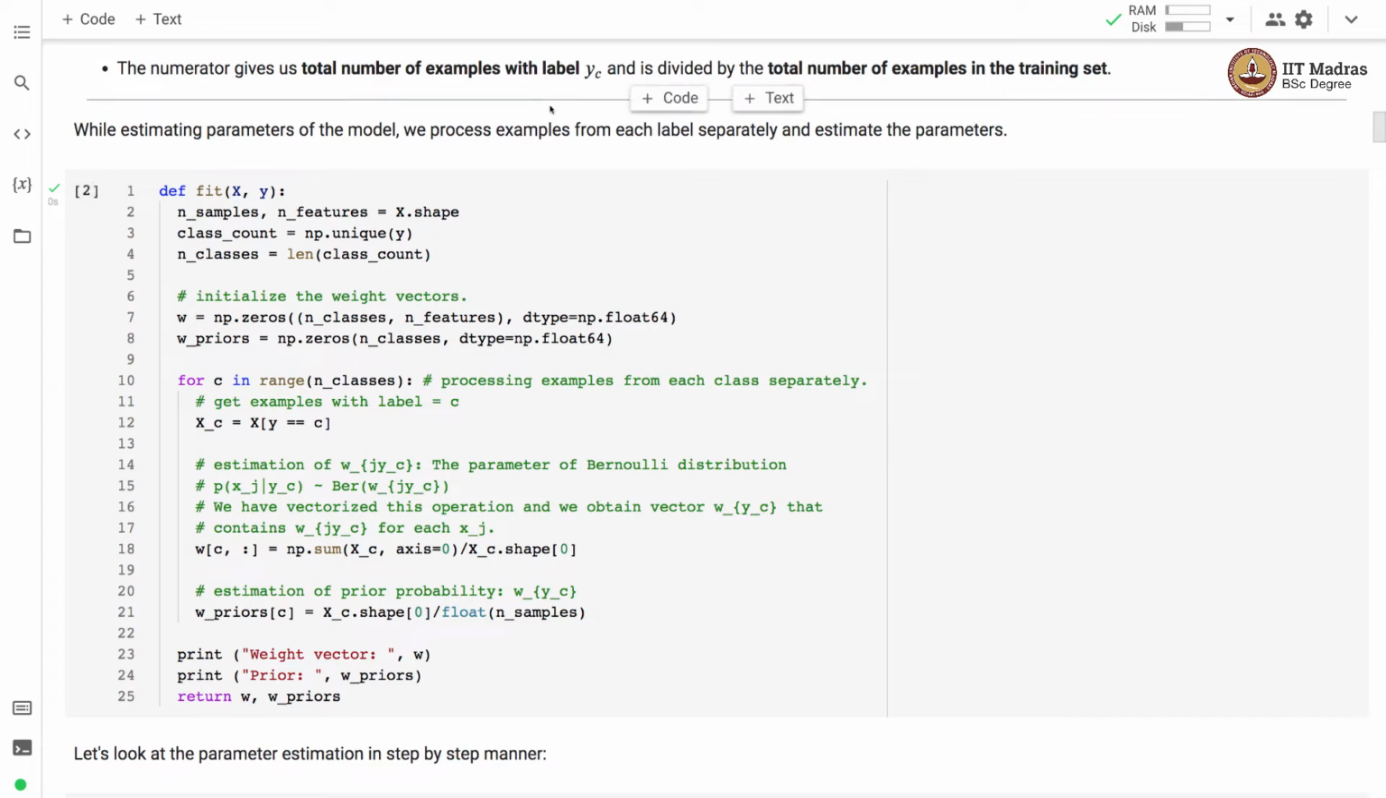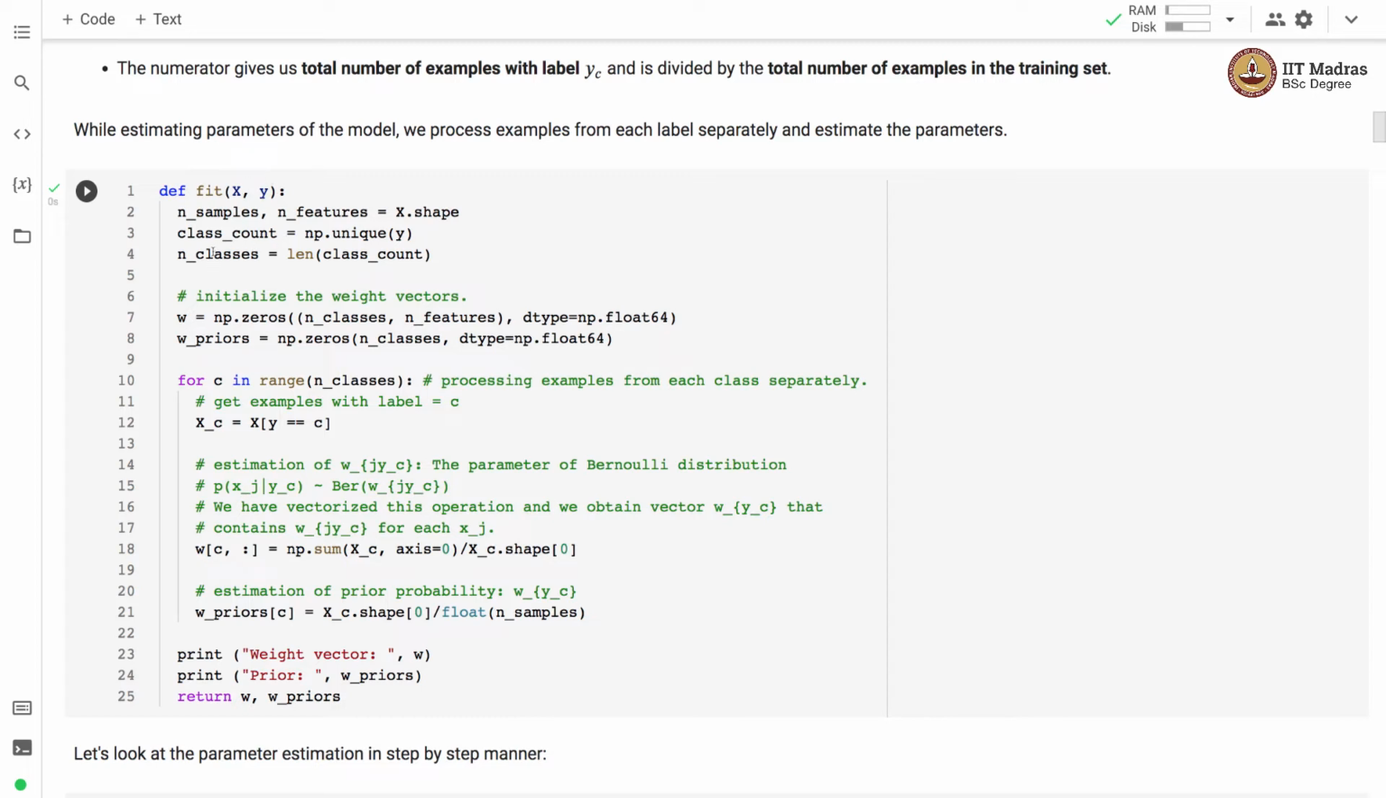So one of the things that we'll do in naive-Bayes classifier is that while estimating the parameters of the model, we'll process examples from each label separately and estimate the parameters. So here is the fit function. We first find out the number of samples and number of features by accessing the shape of the feature matrix, and we have a label vector also as an argument. From the label vector we find out the total number of classes by performing np.unique on the label vector.